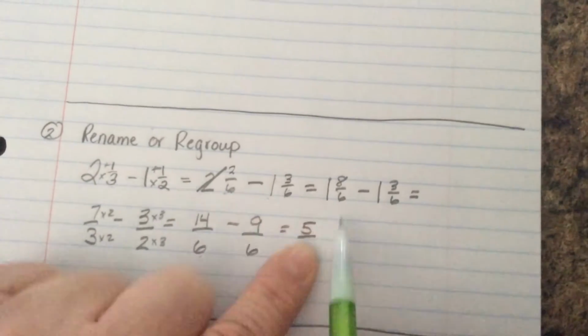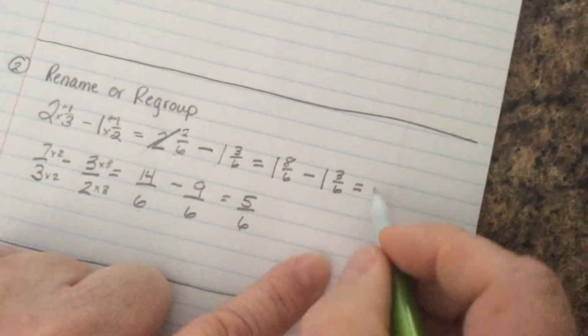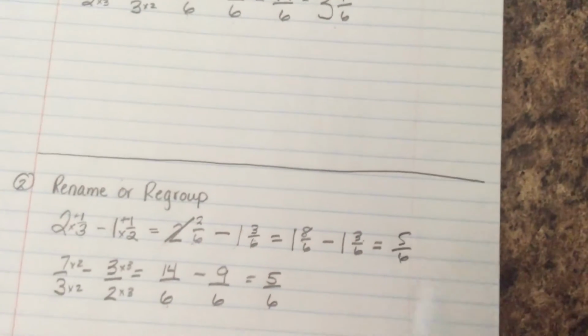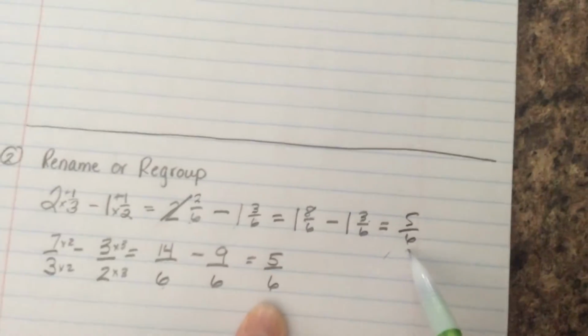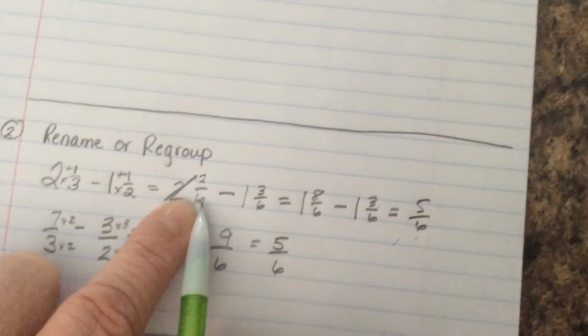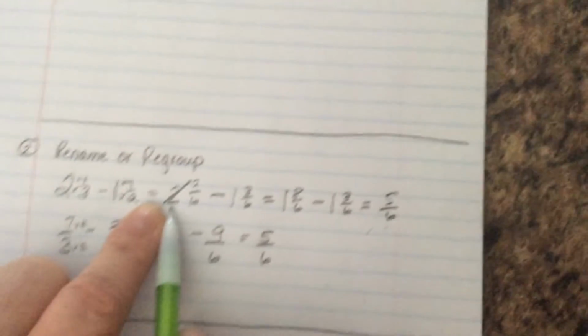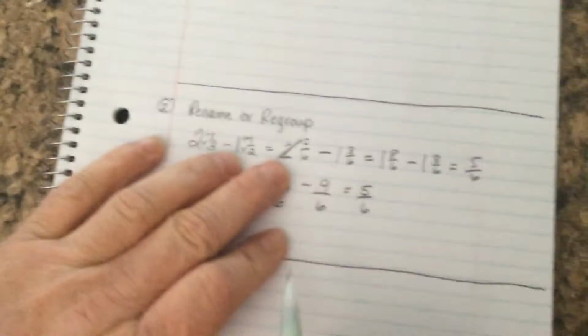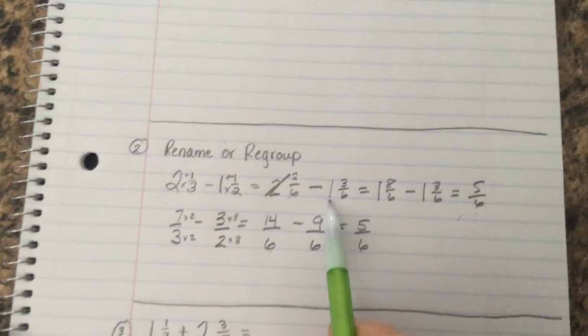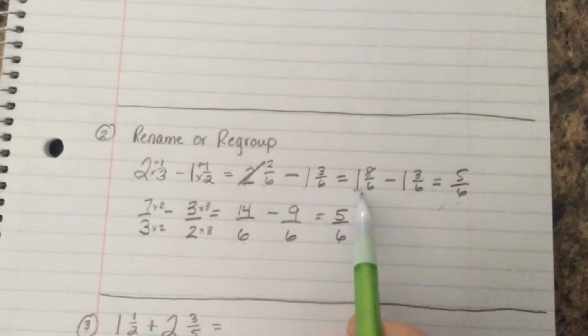And now we can subtract. 1 minus 1 is 0, no whole. 8/6 minus 3/6 is 5/6. So again, we get the same answer either way we do it. But we had to regroup one of these wholes as a fraction. And as a fraction, it would be 6/6. So we just added that to the 2/6 we had and left our 1 whole to get 1 and 8/6.